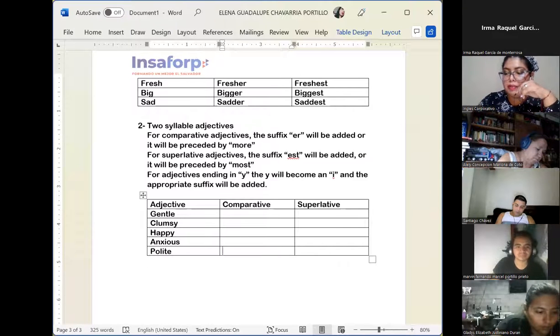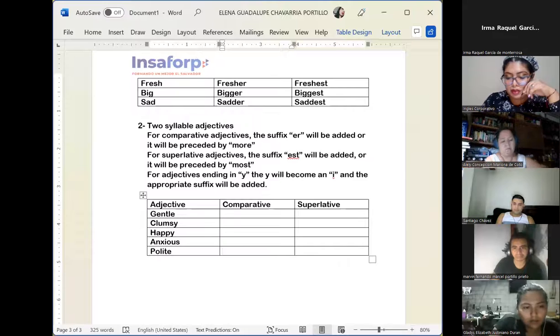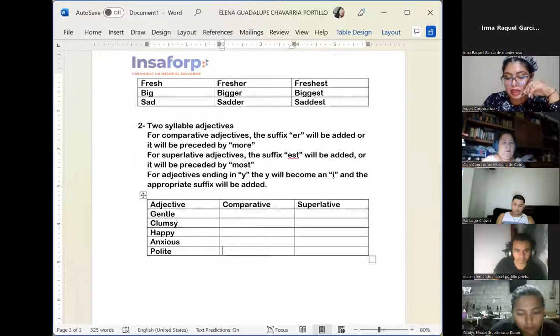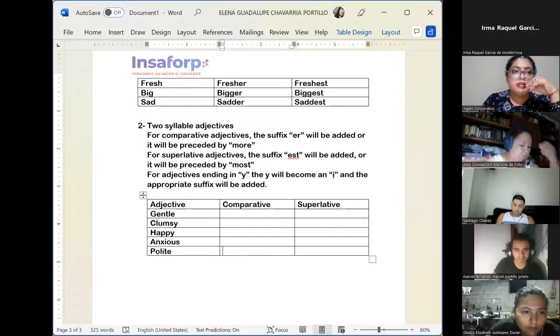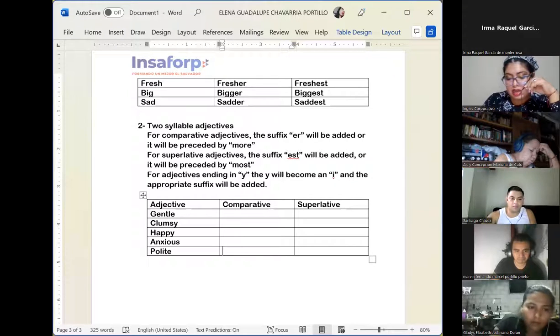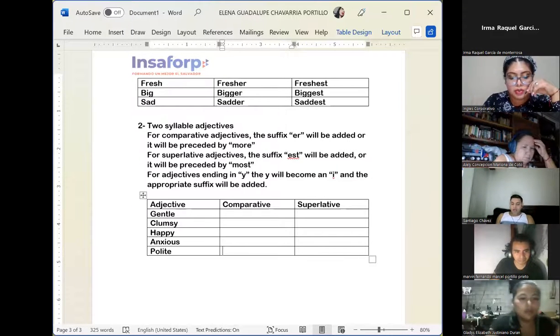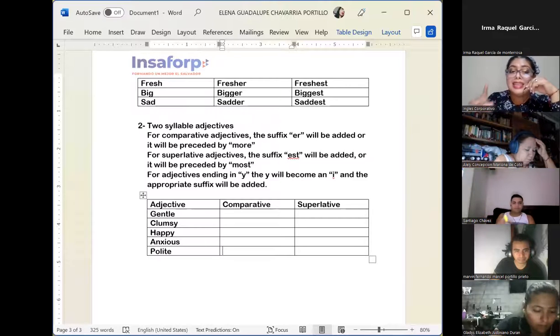So here we have the examples, and we have the first one that is gentle, then we have clumsy, then we have happy, anxious, and polite. So in this case, we can see that they are a little bit bigger, because in that case, it's not long words. But they have two syllables. In this case, they are two syllable words. So in this case, we're going to add the endings. In this case, we're not going to use the endings for two words because we're going to use most and more. So let me see.